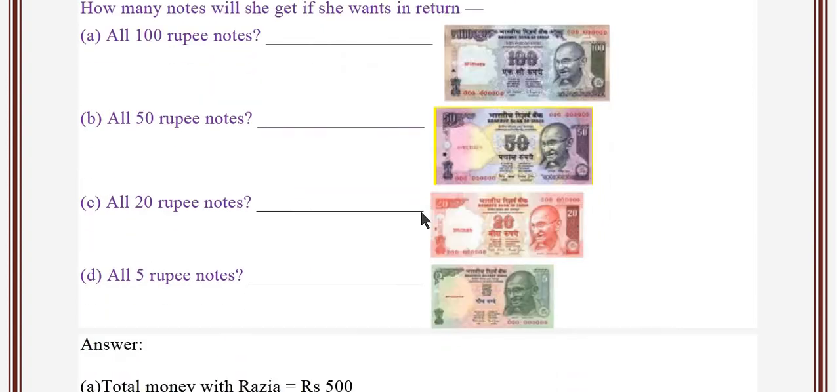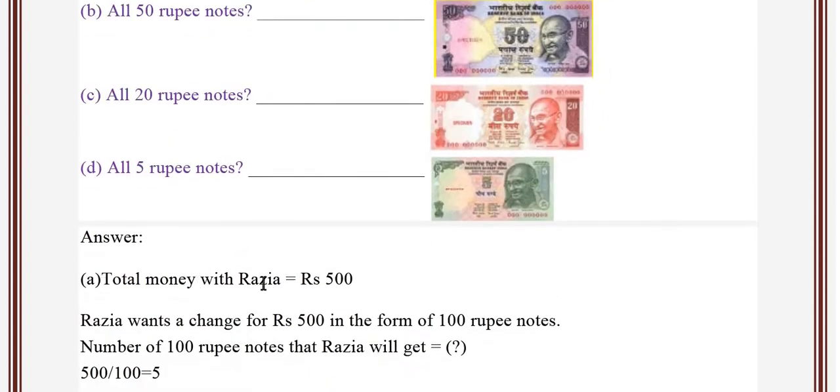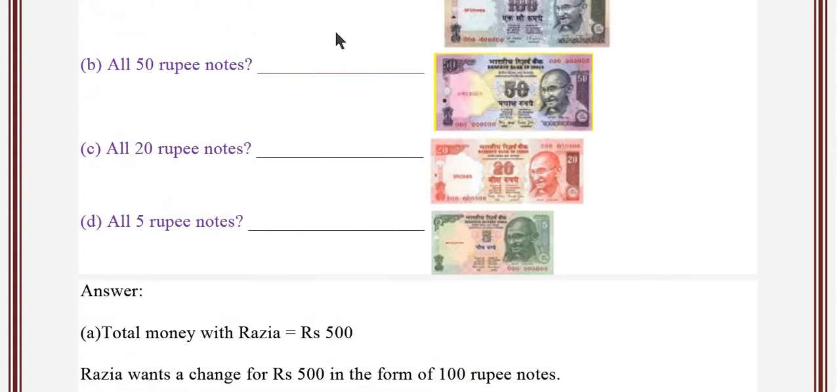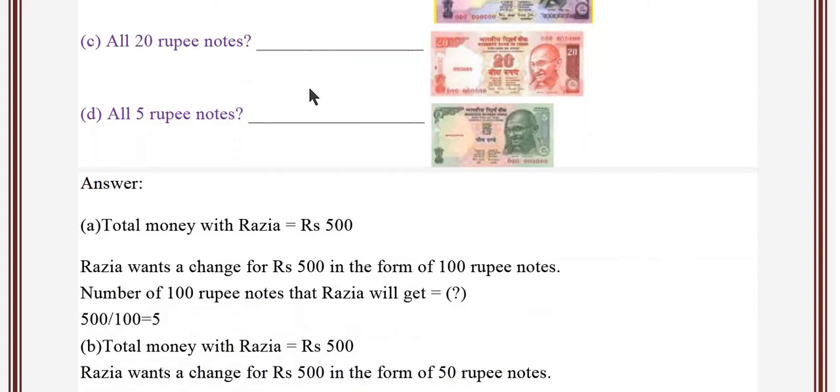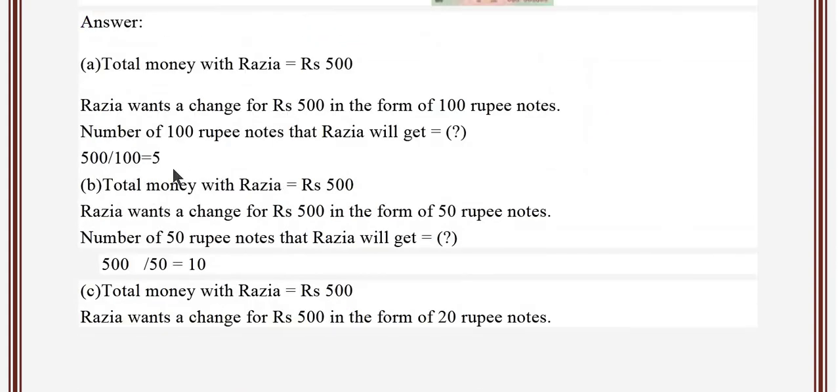It means if 100 rupees notes are there, then total money Razia has is 500 and Razia wants a change for 500 in the form of 100 rupee notes. Number of 100 rupee notes that Razia will get is equal to 500 divided by 100, which is 5. So 5 notes. Total money with Razia is 500.